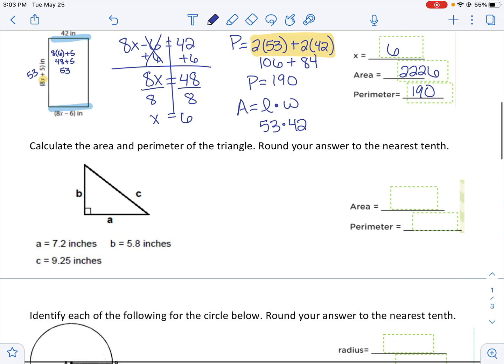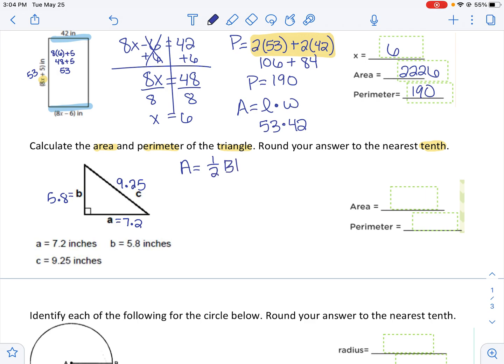Okay, moving on, we want to calculate the area and perimeter of the triangle, round to the nearest tenth. Okay, so given our information, we know A is 7.2 inches, B is 5.8 inches, and C is 9.25 inches. So our area is 1/2 base times height. So 1/2 times my base, which is A, so 7.2, times my height, which is B, which is 5.8.